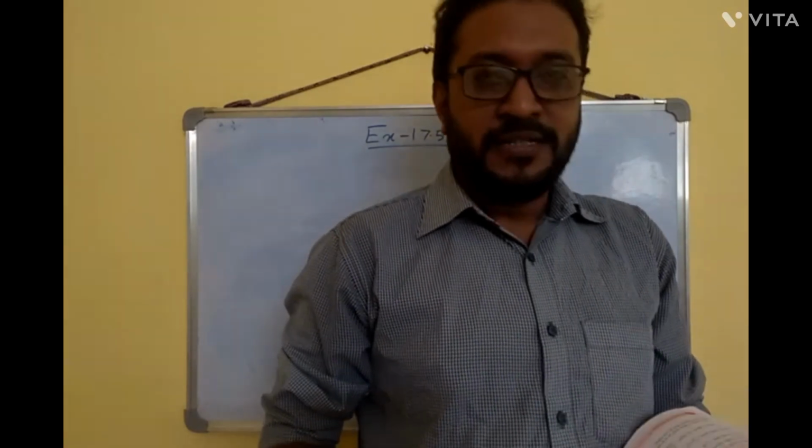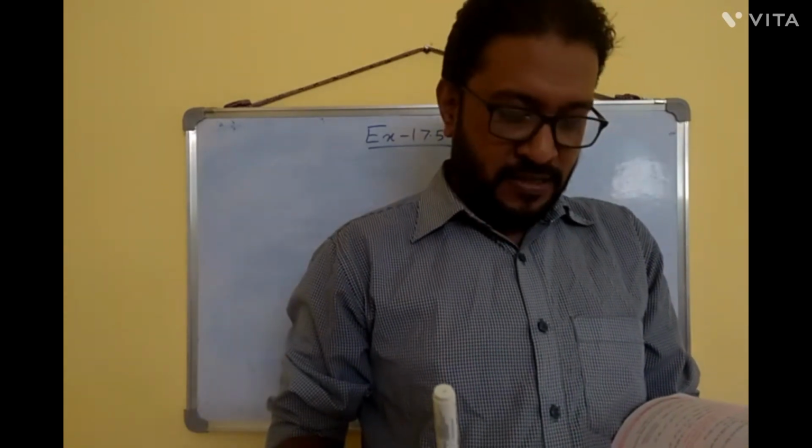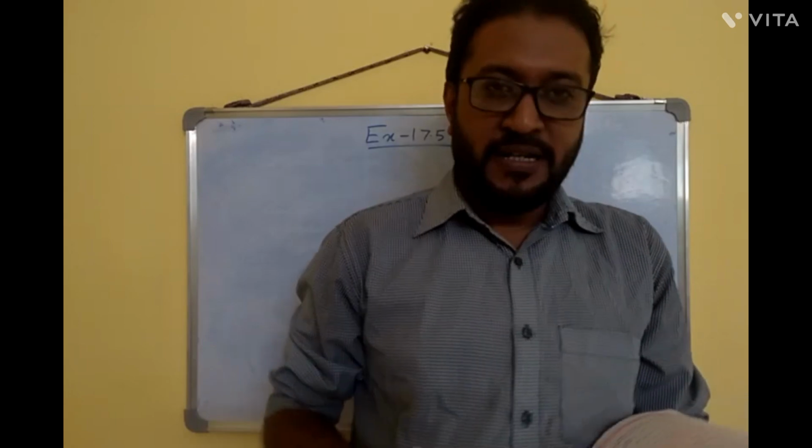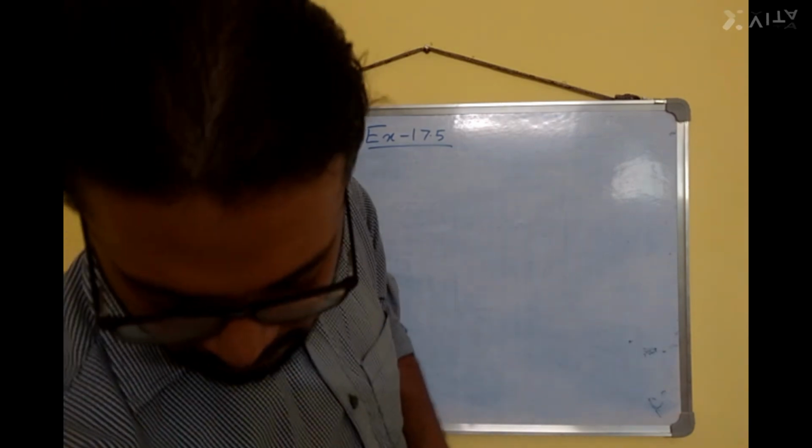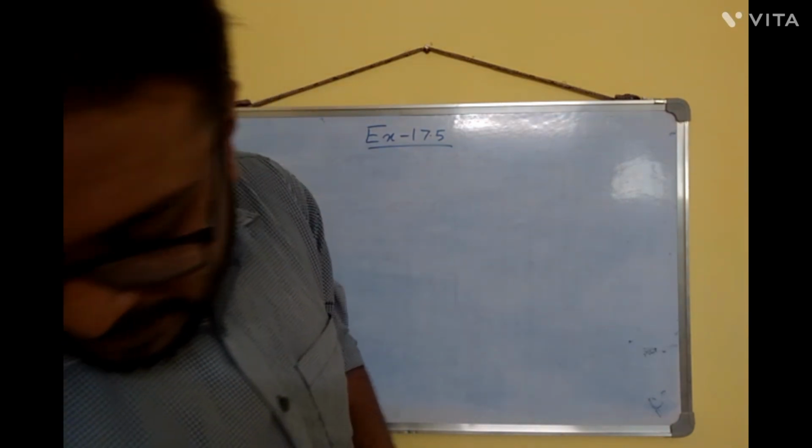If the length of the wire is 36 meter, find its radius. So what information do I have? I have the diameter of the metallic sphere.